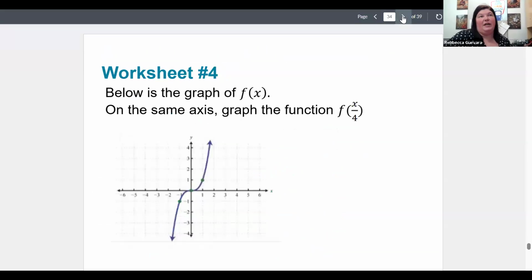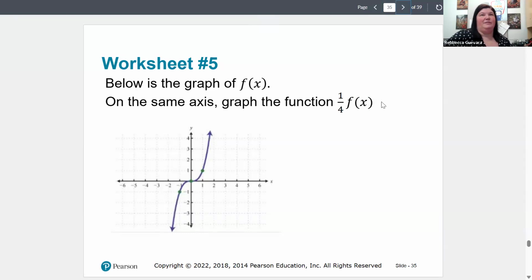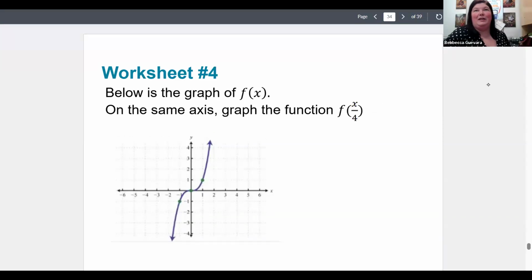All right, so try worksheet number 4 and worksheet number 5. So here we have our f of x divided by 4. And then here we have 1/4 fx. Let's graph these as best you can. Okay, so hope you had a moment. So once again, we're directly on the x. You can think about this as f of 1/4 of x, and this is my fx over here.